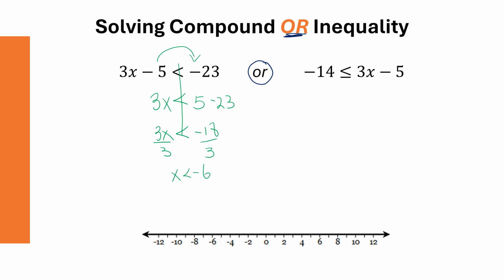And to graph this solution, since x does not include the -6, you have to use an open circle, and you shade on the left side of this line.